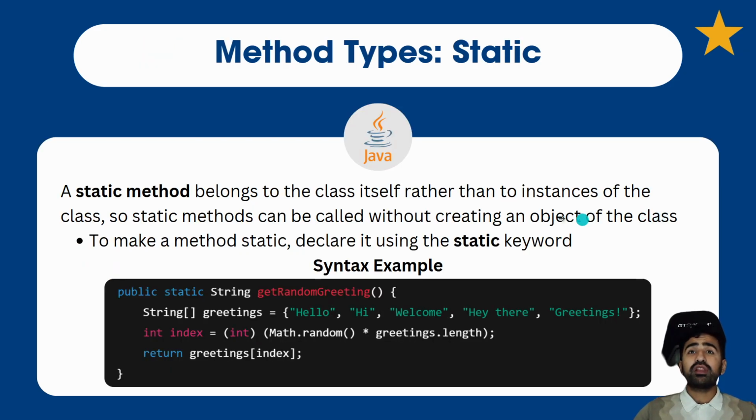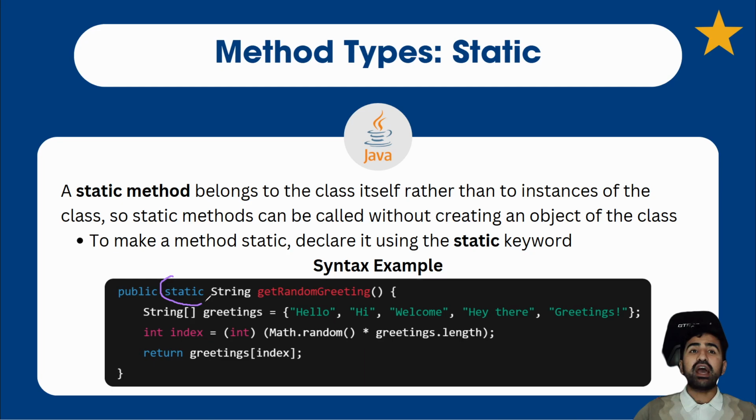Static methods don't rely on instances, aka objects of the class. They belong to the whole class itself. So static methods can be called without creating an object of the class. This is the opposite to instance methods. So to make a method static, you actually have to tell Java that it's static and use the static keyword.